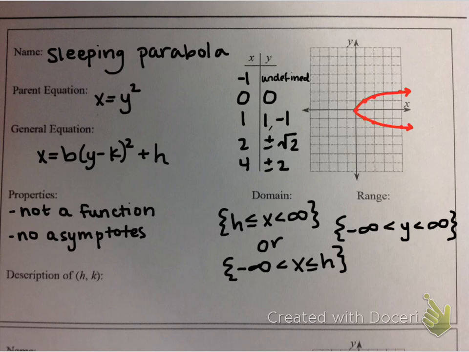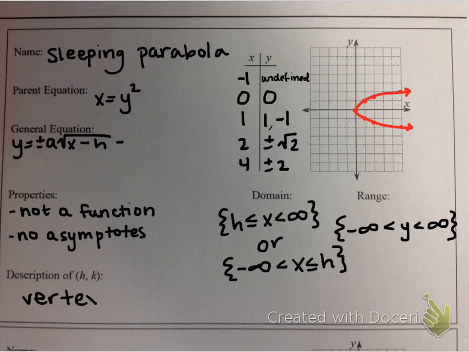Range on this one is negative infinity to positive infinity. It doesn't matter if we're flipped or not. This graph is going to go on forever vertically. And so the vertex of our equation is described by h, k, which you can see down here.